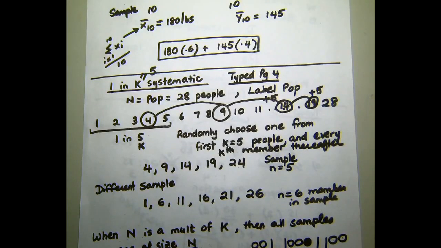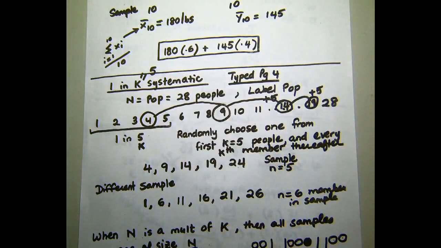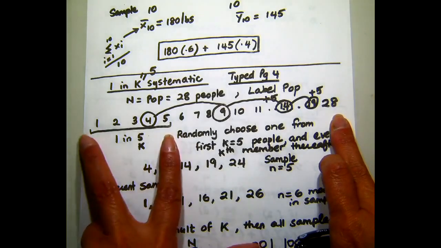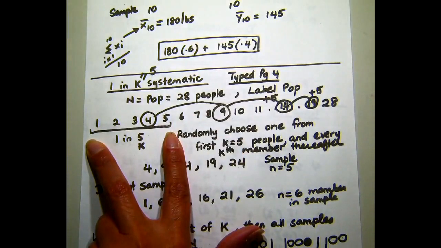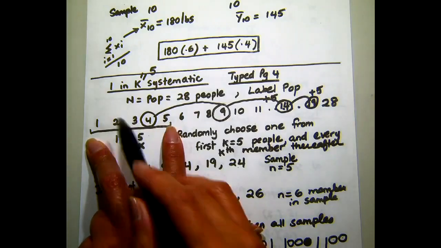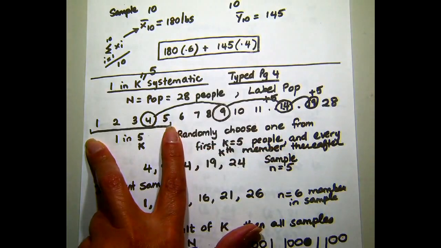So let's say that I'm starting with a population of 28 people. First thing I want to do is label the population. So everybody gets a label, 1 through 28. And then the process is, if you're doing 1 in 5 systematic, you look at the first 5 members and choose one randomly. Let's say that I choose person number 4. I can choose anybody randomly from amongst these 5. Let's say that the first member is person number 4.